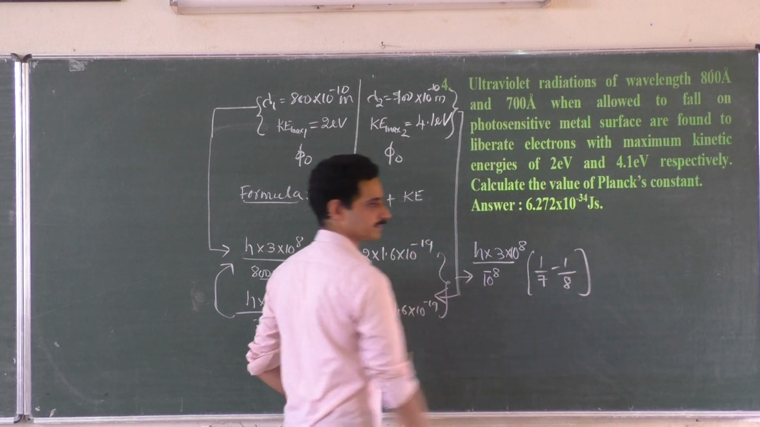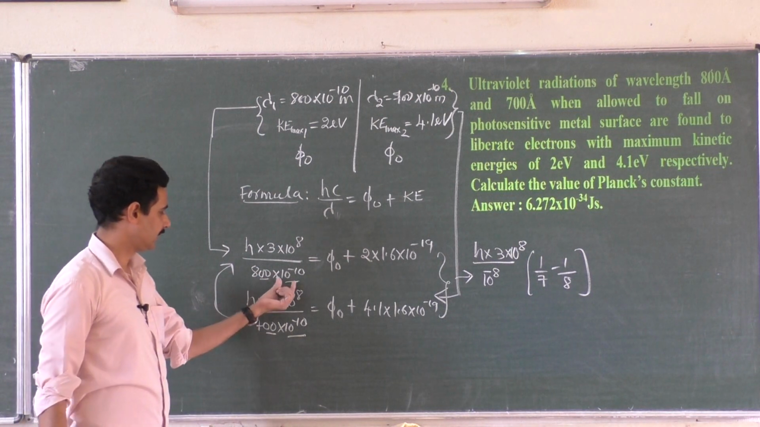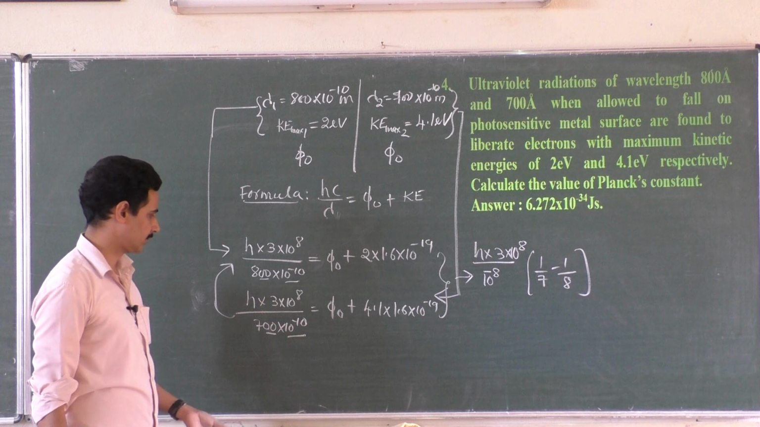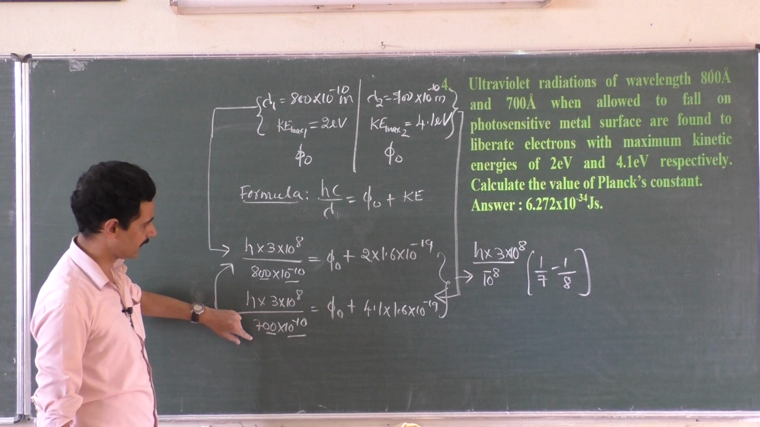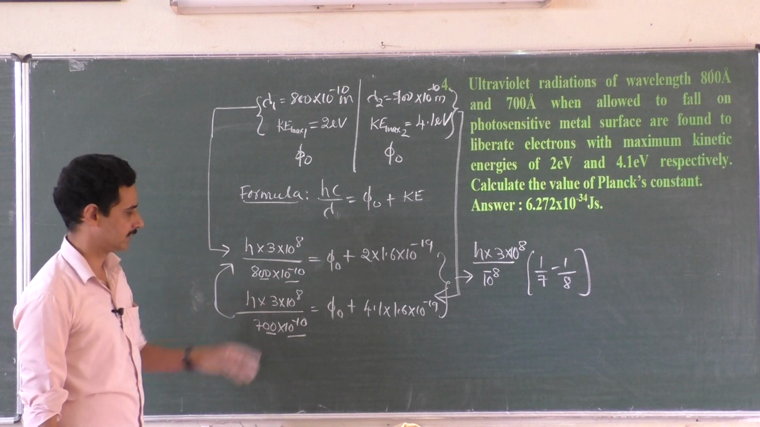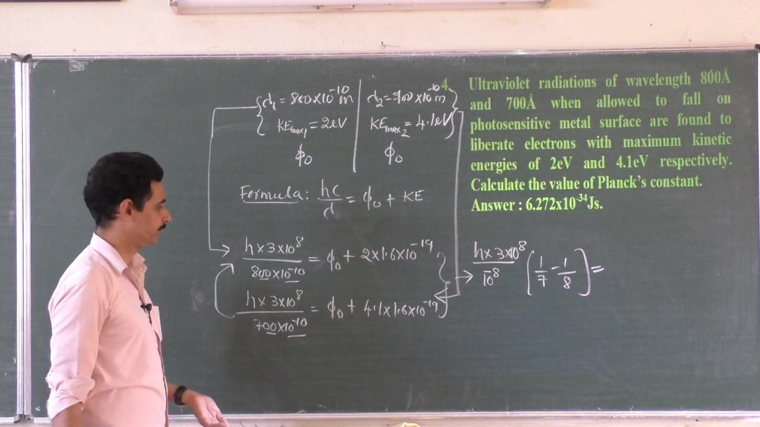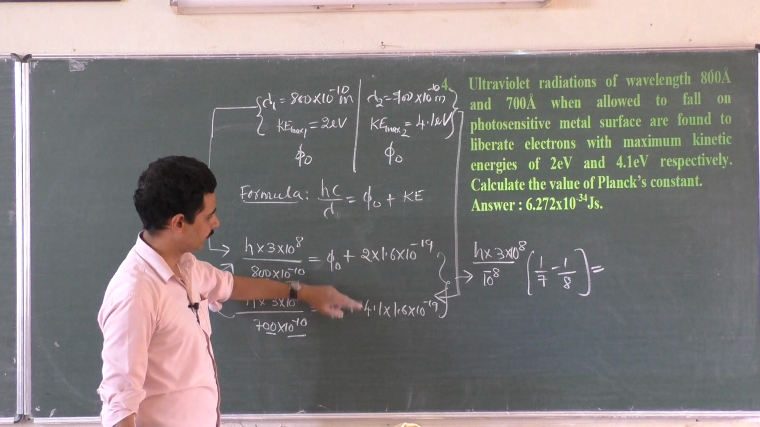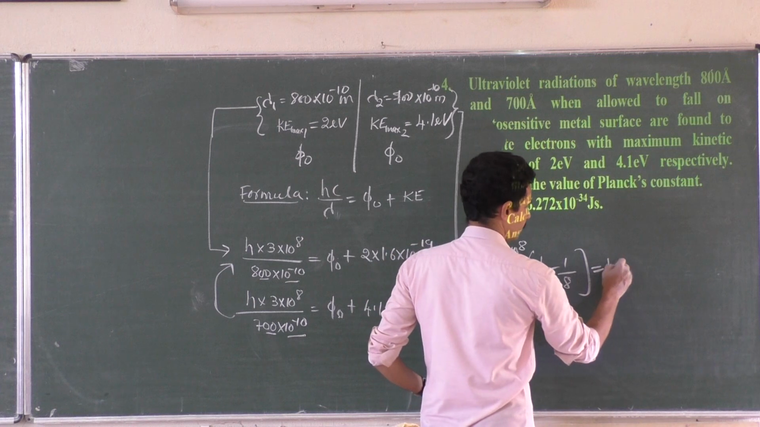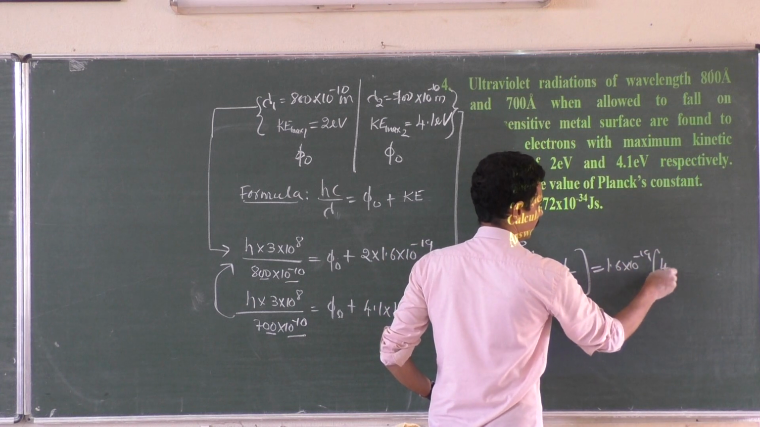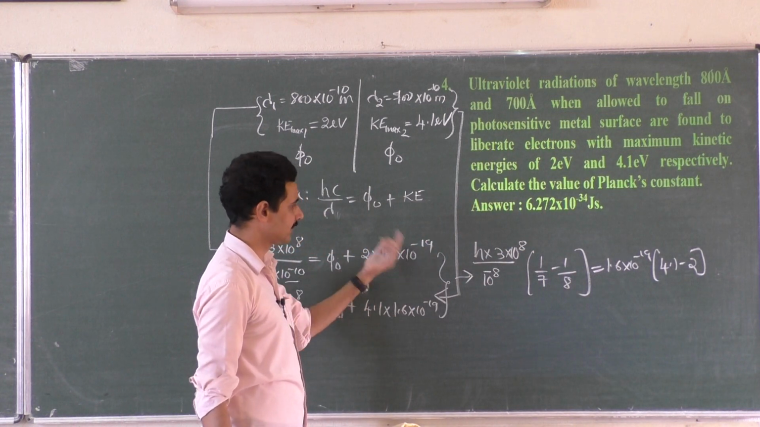Any doubt? Or you can write the two steps again. This is 8 into 10 to the power minus 8, this is 7 into 10 to the power minus 8. When I subtract, common things: h into 3 into 10 to the power 8 divided by 10 to the power minus 8, 1 by 7 minus 1 by 8 is equal to phi naught minus phi naught, 0. This one, 4.1 minus 2, and this is common, 1.6 into 10 to the power minus 19, 4.1 minus 2.